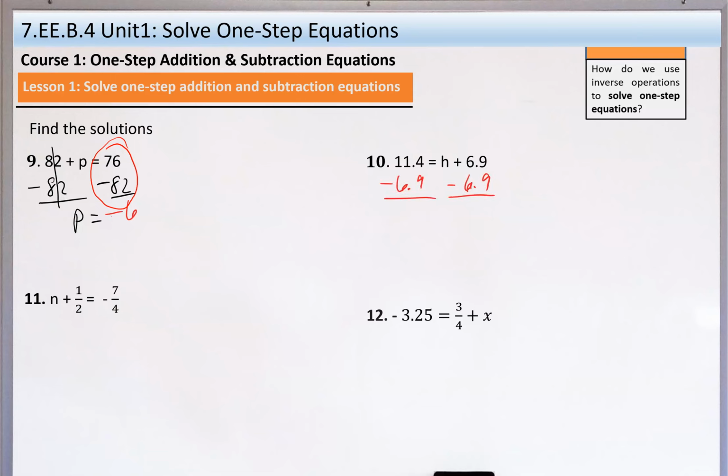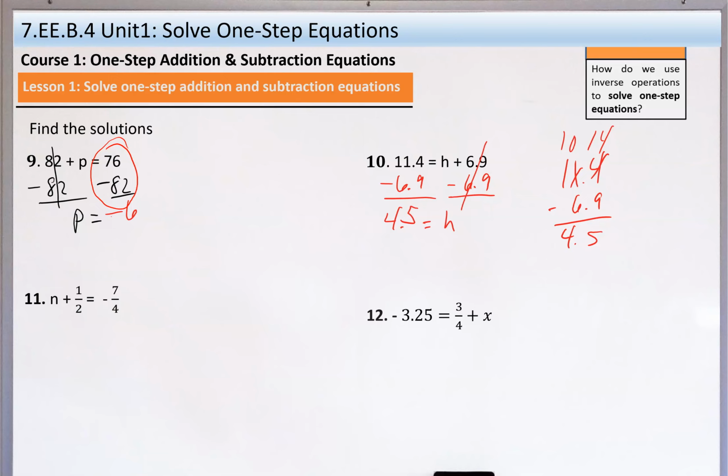Number 10. The inverse of adding 6/9 is subtracting 6/9. 11 4/10 minus 6/9 is 4 5/10. Number 11. I'm adding 1/2 to n, so the inverse would be to subtract 1/2 from both sides.